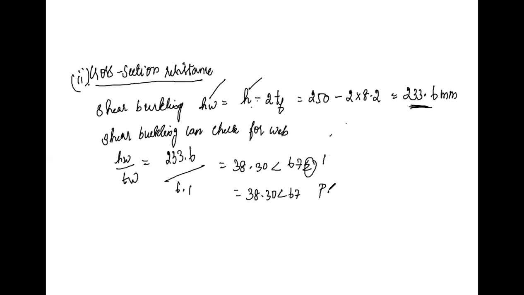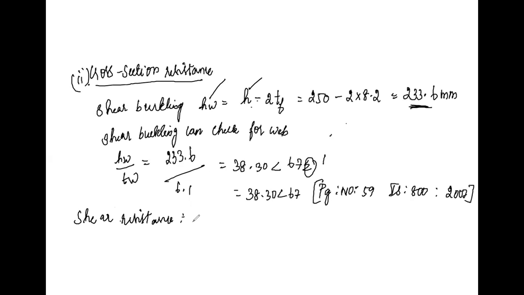It is checked under page number 59 of the IS code. Refer to this in the code book. Then coming to shear resistance, which is the actual shear stress. The formula is tau B equal to Vs divided by AV.